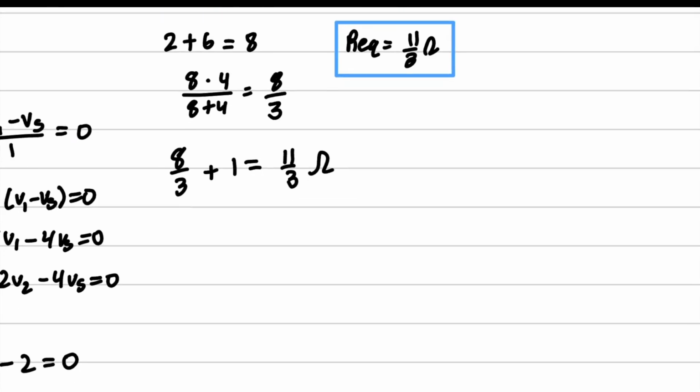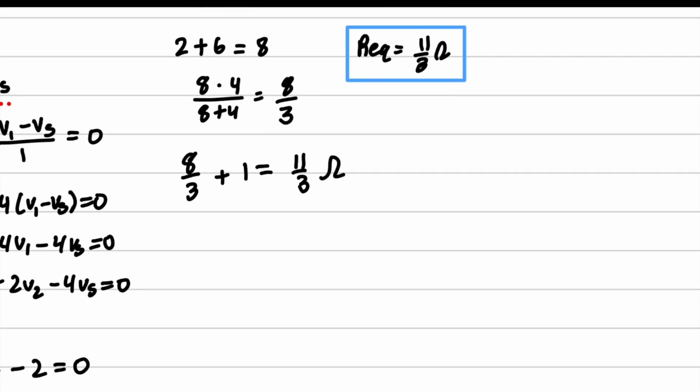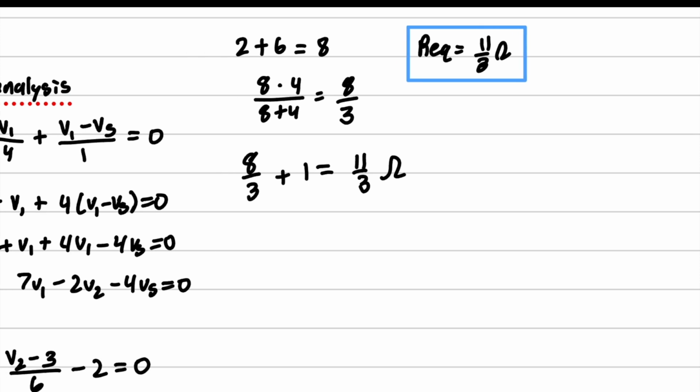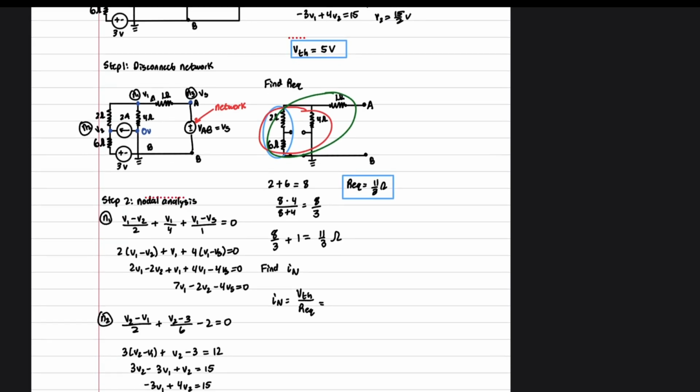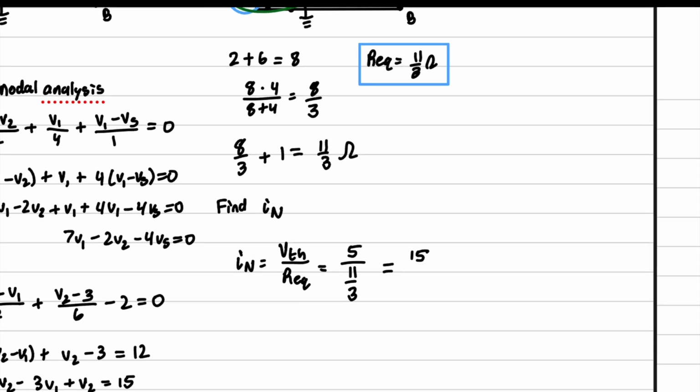And finally, we are going to find the I Norton. And that would just simply be the V Thevenin over the R equivalent, which is equal to 5 over 11 thirds, or 15 over 11 amps. And that's it.